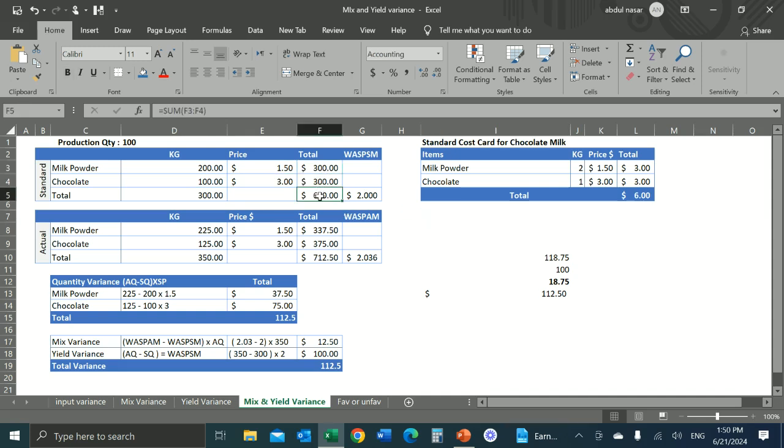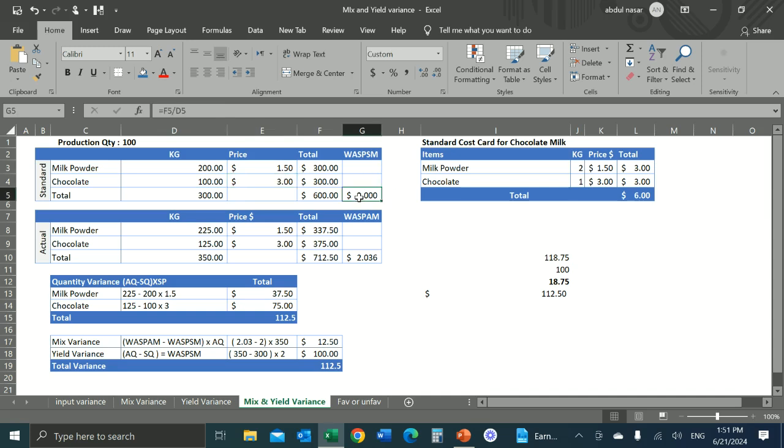So what is the weighted average standard price of standard mix? You calculate the total cost and divide that by the quantity. So per unit quantity average you are getting $2. This is actually the weighted average standard price of standard mix. Or we can say we take 200 out of 300, multiply that with 1.5, and you will get $1. And then you take 100 divided by 300 to get the proportion, multiply that with 3, again you will get $1, so you will get $2.